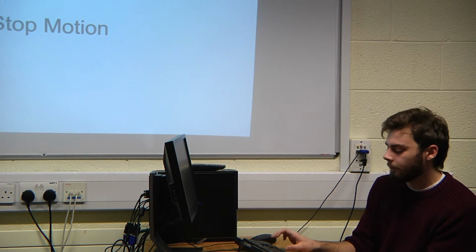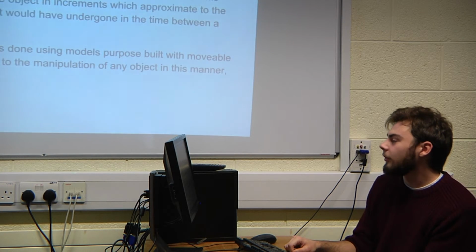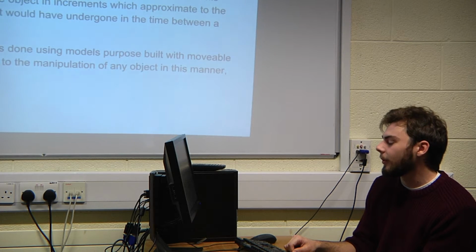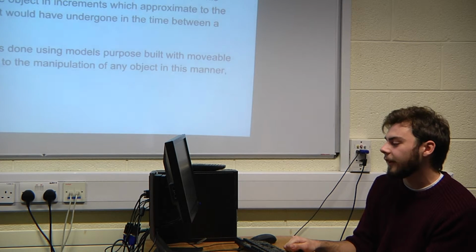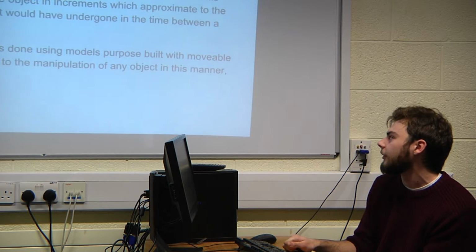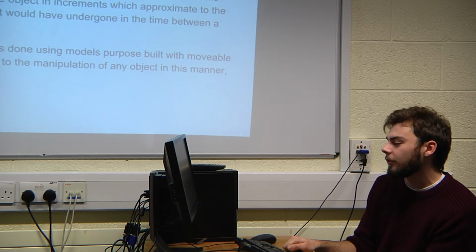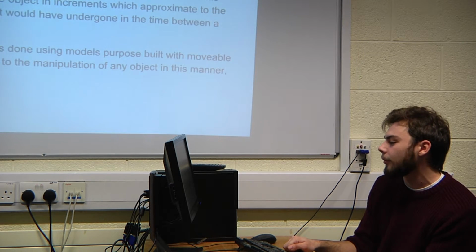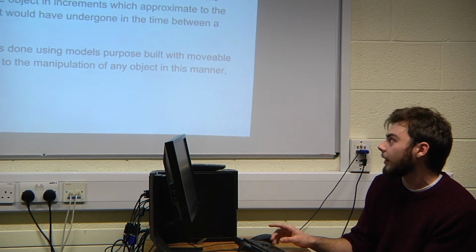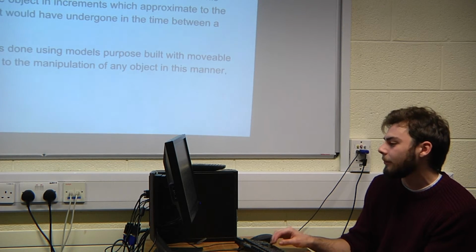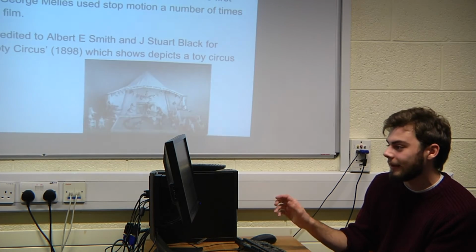So, stop motion. Stop motion is an animation technique which involves both the photography and physical manipulation of an object so that it appears to move on its own. This effect is achieved by moving the object in increments which approximate the amount of movement the object would have undergone in the time between frames. A lot of stop motion animation is done using models purpose-built with movable joints, but stop motion can also imitate any object in this manner, from Lego to people. As well, most models are made using silicone or clay, as in claymation.